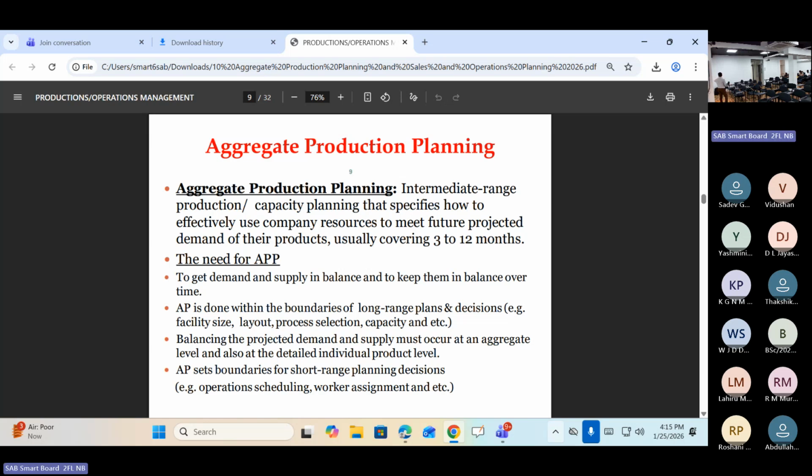The need for aggregate production planning, there are many reasons. One main reason is to get the demand and supply in balance, so that without any failure, the company will be able to supply the product to the market without product shortages, and keep that balance over a period of time. Is that clear?